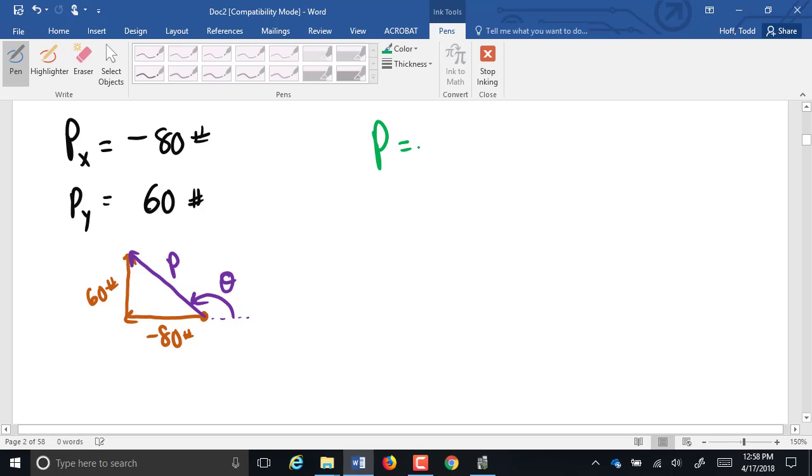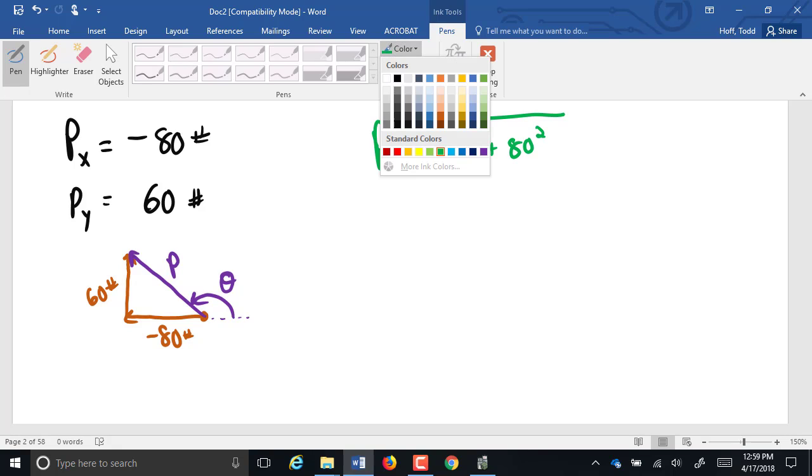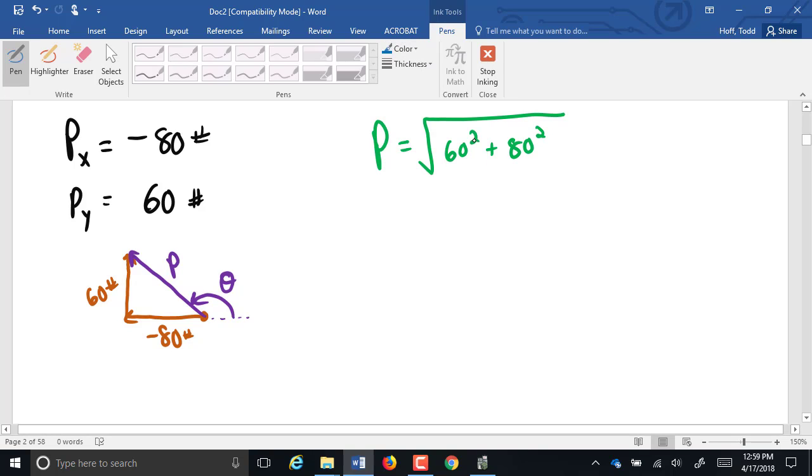How are we going to find p? Pythagorean theorem. Square root of 60 squared plus, now notice I just put in 80 squared, not negative 80. These are lengths, right? So lengths are always positive. The negative specifies the direction, but we're really only concerned about the magnitude. We get 100 pounds.